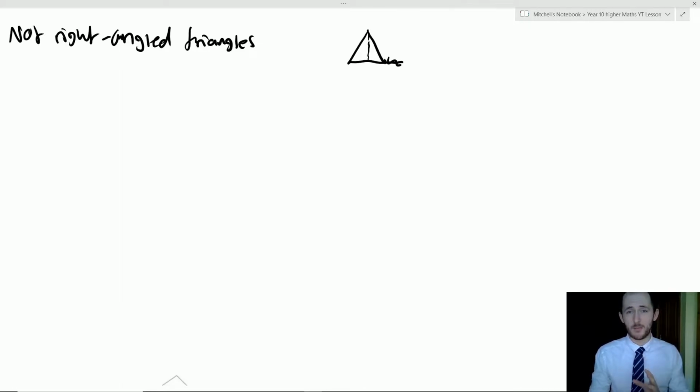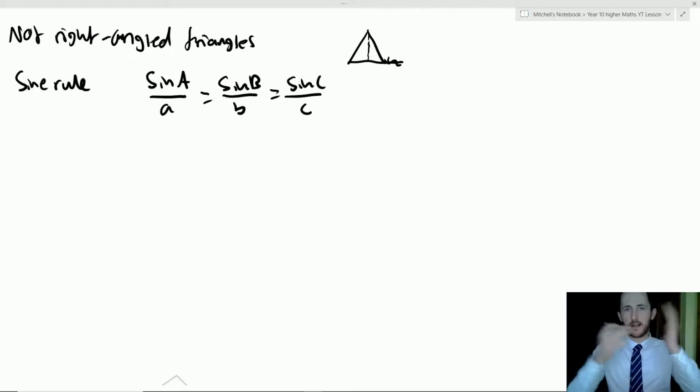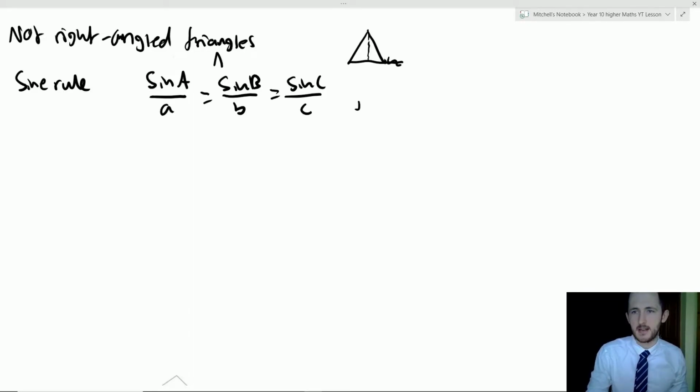So today, what we'll cover is something called the Sine Rule. This is one of two rules that we're going to be using to work out sides and angles. What it states is that sine A over A is equal to sine B over B, which is equal to sine C over C. The top three are all angles, so if you want to work out an angle, this is the one to use. You can rearrange this for sides too, but some people prefer to remember the side version. So this is the angle version.